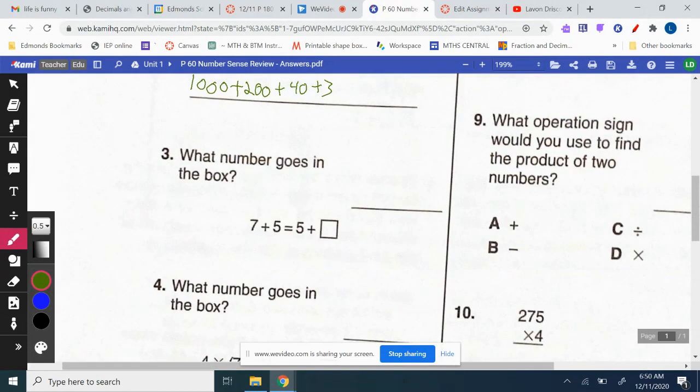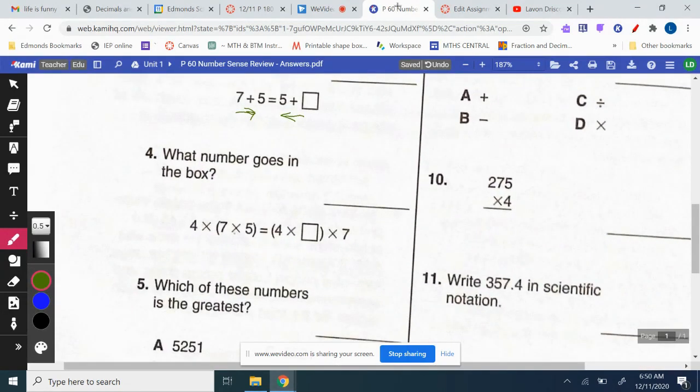What number goes in the box? Really what they want you to know is that this is commutative property. I can go this way and I can go that way with my addition. So 7 goes in the box. 7 plus 5 equals 5 plus 7.